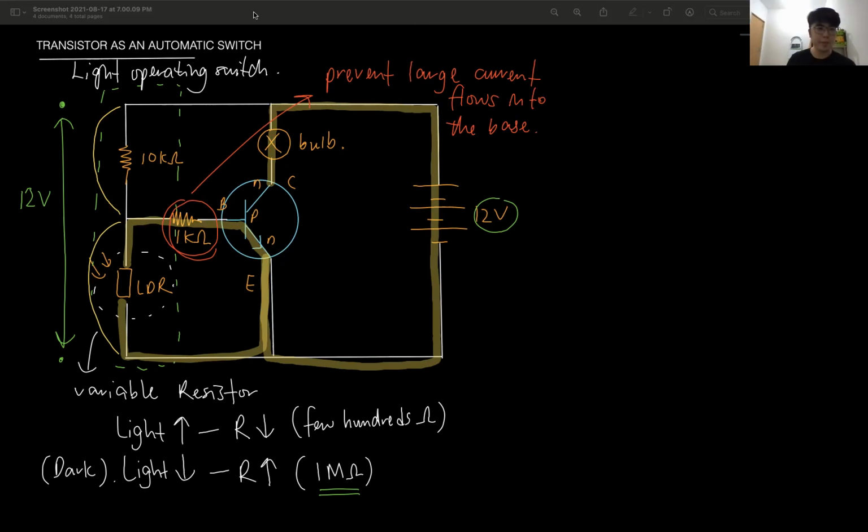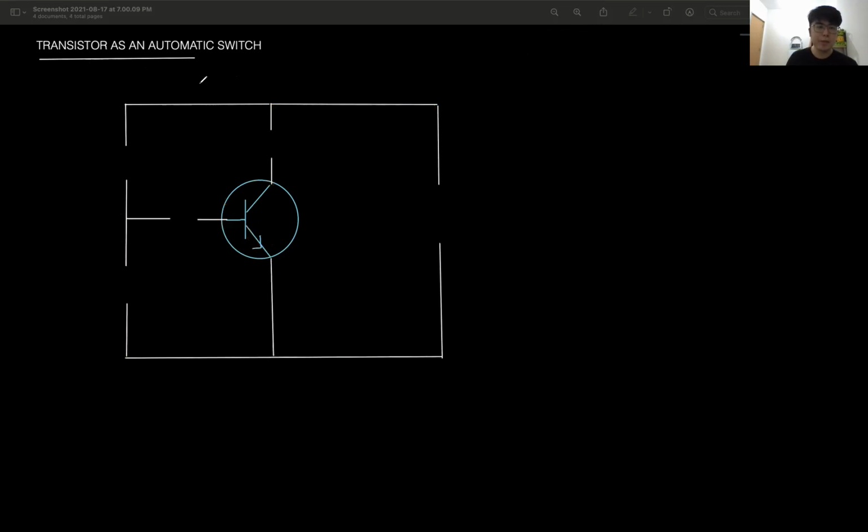Okay, so this is the connection of the automatic switch. Sometimes they'll ask you, especially in the essay, if you sit for SPM, they will ask you to design a light operating switch, a circuit. Then you have to draw this, with all these components. Now, go to the next one, the last one.